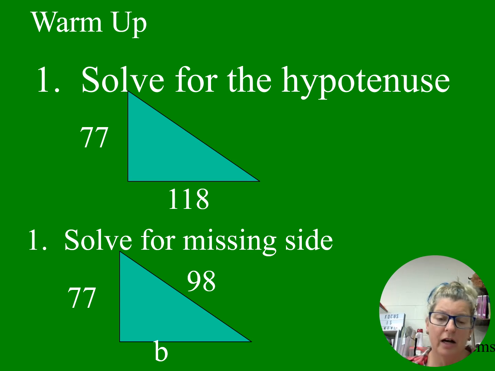In case you have forgotten, we have a right triangle. So you're looking at your Pythagorean theorem, which is a squared plus b squared equals c squared. So pause now and then come back when you're finished.